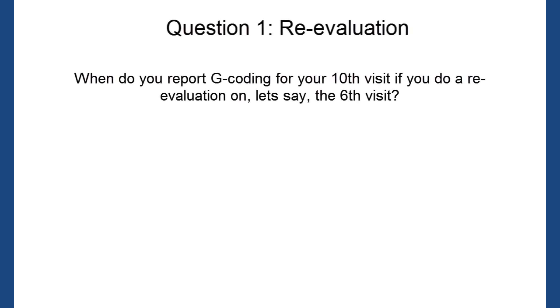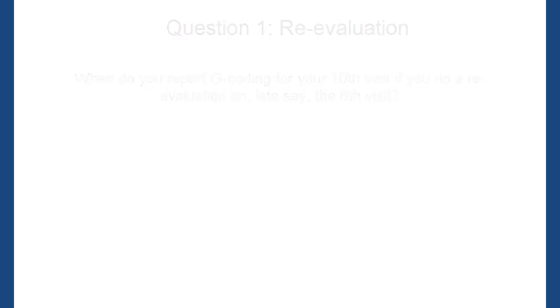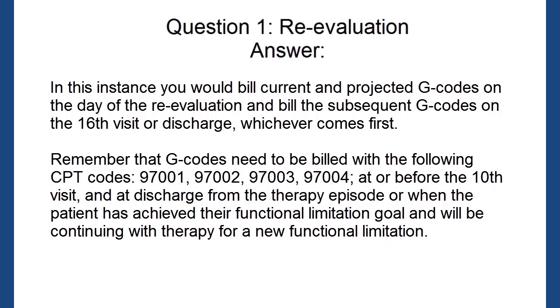Our first question is regarding reevaluations, and reevaluations are a difficult topic, I think, because of what we're mandated to report with G-codes. We are mandated to do an initial evaluation, and then every 10th visit, we need to do the same objective test, which seems to be a reevaluation, but in fact, we traditionally will not be billing 97002 with the 10th visit. So the question was, when do you report G-coding for your 10th visit if you do a reevaluation, let's say on the 6th visit?